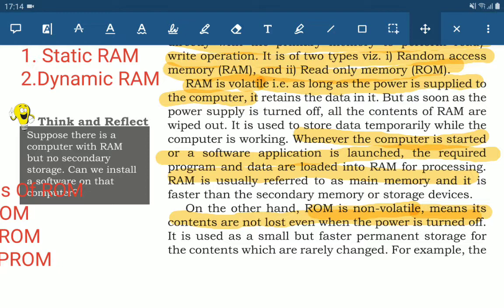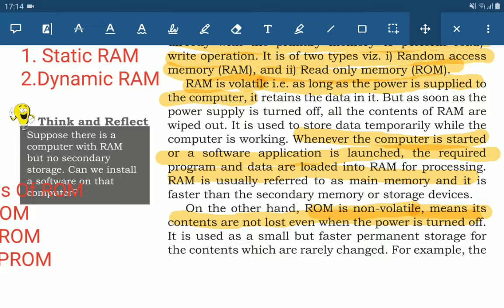a primary reason for computer speed. So whenever your computer speed is slow, that means we have less RAM in our computer system. If you want to increase the speed of your system, then we have to increase the RAM of our system.